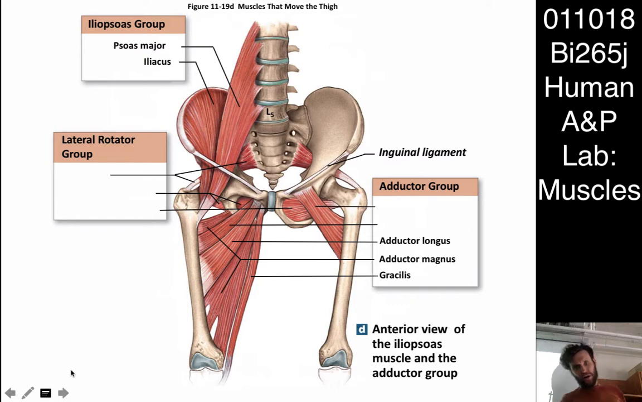The adductors. There is the adductor magnus, which is the deepest of them. It's a broad sheet that inserts on the pubis and along the whole medial aspect of the femur. What's the name of that ridge? I forget. Anyways, it inserts on the medial side of the femur, and it is an adductor.